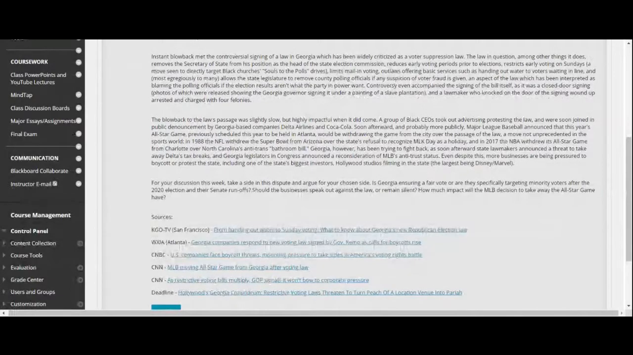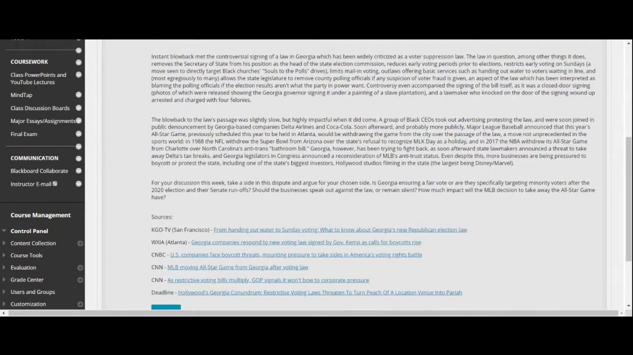Instant blowback met the controversial signing of a law in Georgia, which has been widely criticized as a voter suppression law. The law in question, among other things it does, removes the Secretary of State from his position as the head of the state election commission, reduces early voting periods prior to elections, restricts voting on Sundays, a move seen to directly target black churches' souls to the polls drives, limits mail-in voting, outlaws offering basic services such as handing out water to voters waiting in line, and most egregiously to many, allows the state legislature to remove county polling officials if any suspicion of voter fraud is given.